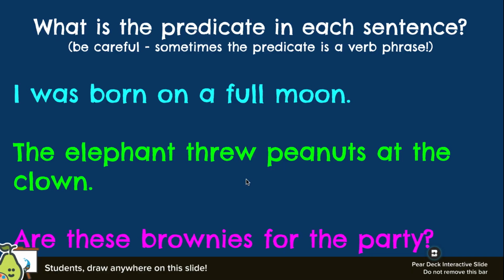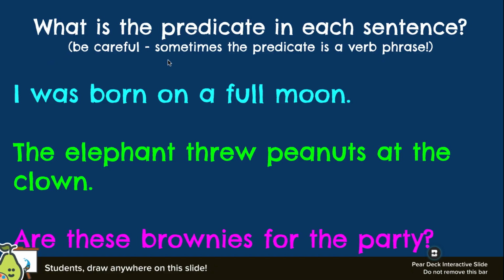Okay, take a minute. What is the predicate in each of these sentences? I was born on a full moon. The elephant threw peanuts at the clown. Are these brownies for the party?